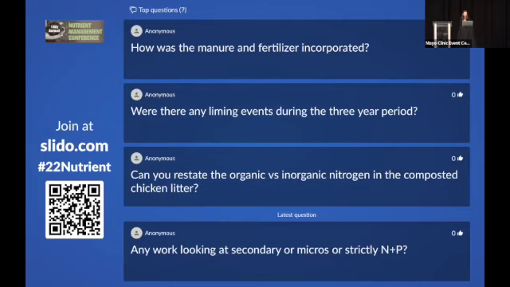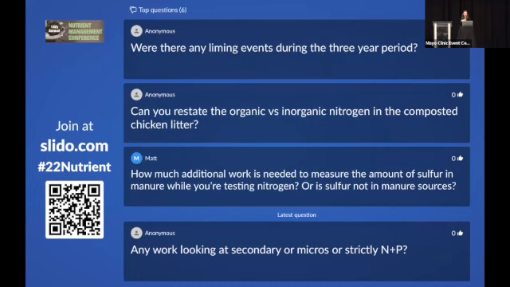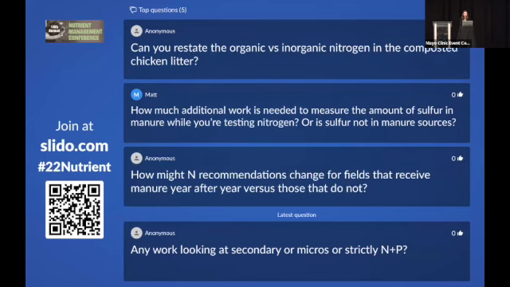How was the manure and fertilizer incorporated? We tilled it under, disked it under shortly after application in all of the different years. So we spread it, all of it was broadcast, and then we incorporated it pretty quickly. Any liming events? We did not lime in these particular cases. All of these soils were above 6.5 or so, so we did not need to lime in any of these cases.